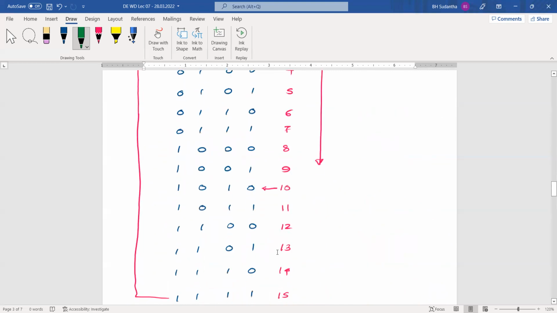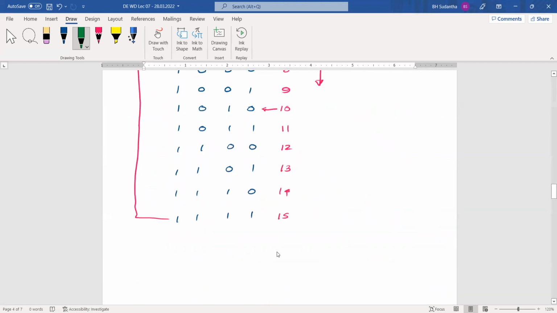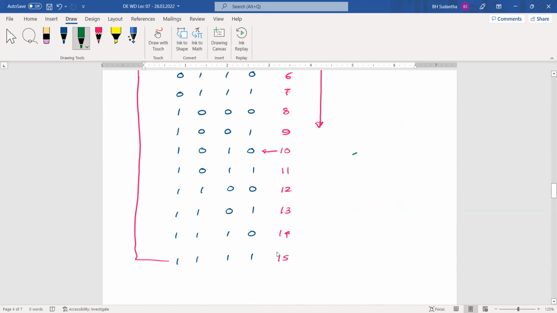With this 4-bit binary counter, what is the minimum value? What is the maximum value? Minimum value is 0, 0, 0, 0. Maximum value is 1, 1, 1, 1. 0 to 15.